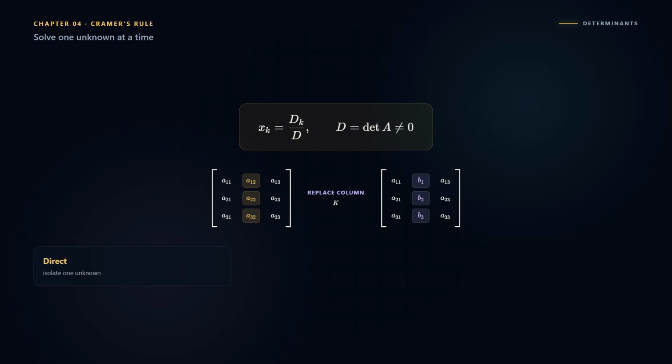Its strength is conceptual and selective. It gives a direct formula, and it can isolate one requested unknown without completing an entire row reduction table. For large numerical systems, it is usually not the fastest computation, but in symbolic work, theoretical arguments, and small systems, it makes the dependence on the coefficients remarkably explicit.